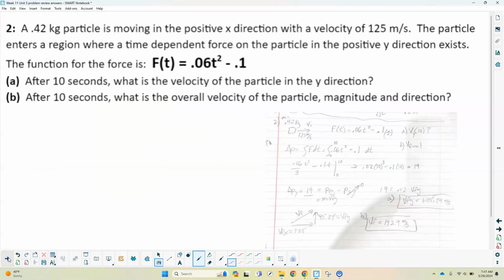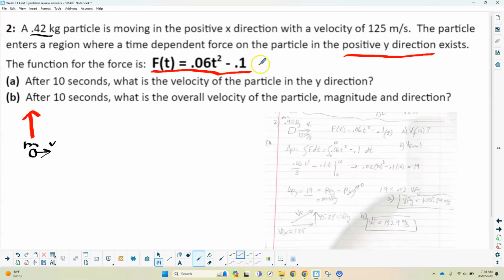The second one involved a little bit more calc, but it's similar in its ideas. So it's just using the calculus version of this. So it's got a mass of 0.42, and it's moving to the right with a velocity that's given. I wrote it over here, it's 125. And then a force is acting on this mass. It's a time-dependent force, so F of t. And it says that this acts in the positive Y direction. So it's pushing upward.